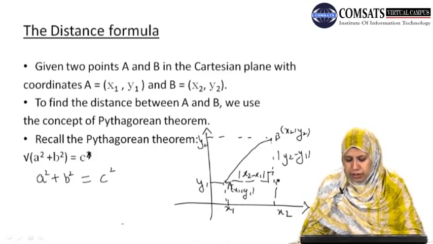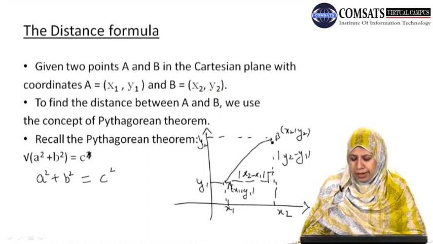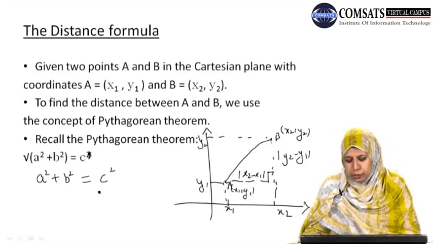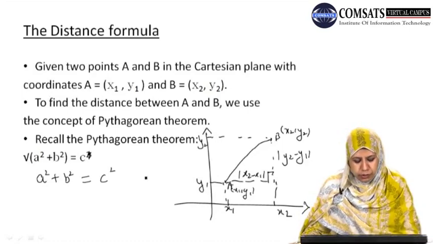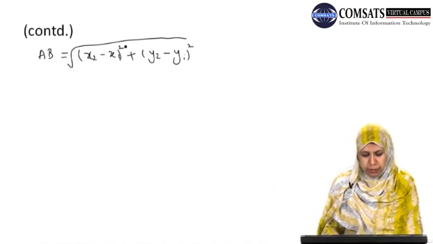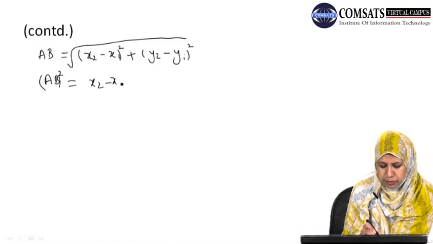Here we have a right angle triangle, so the length of the base is the absolute value of x2 minus x1 and the length of the height is the absolute value of y2 minus y1. Now putting these two values in our formula, we obtain that the square of the hypotenuse is equal to (x2 minus x1) whole square plus (y2 minus y1) whole square.